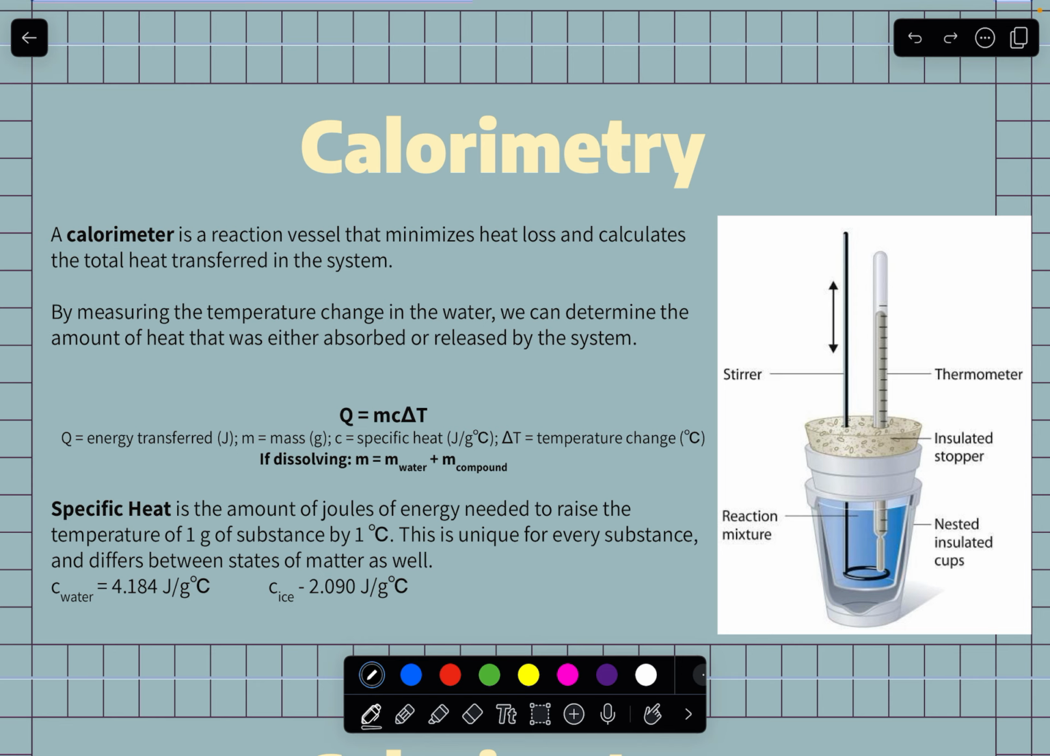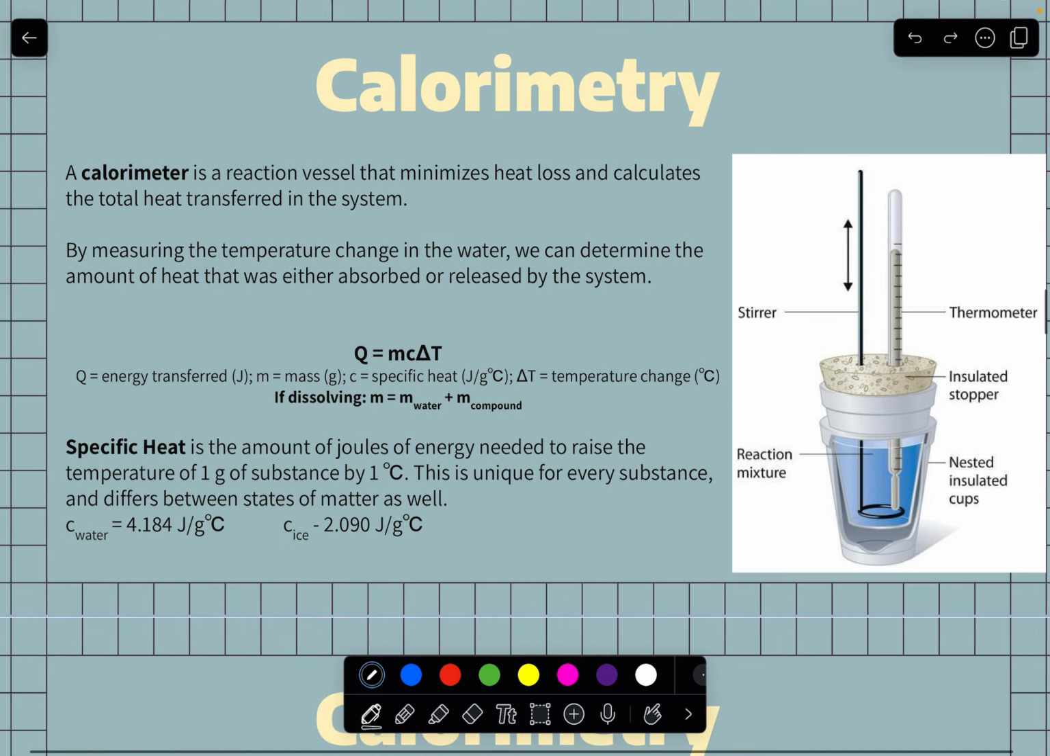One thing to note here is if you're dissolving something, so in On-Ramps you did that ammonium chloride in water, in Advanced you did not do that, you did a Cheeto chip. But if you're dissolving something in water, you're going to add the mass of the water with the mass of the compound. Okay, so that'd be for the m term there. But if you are not dissolving, if you just have a chip burning or something's burning, it's just the mass of whatever you're burning.